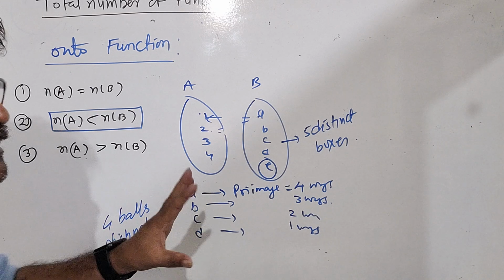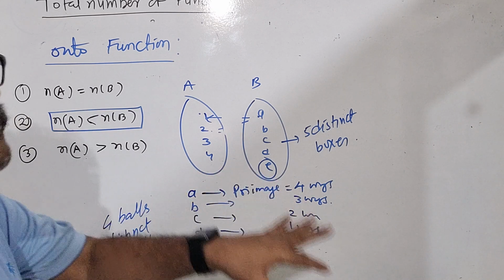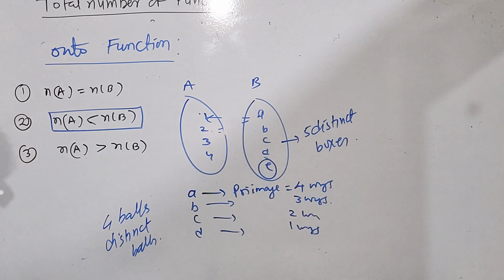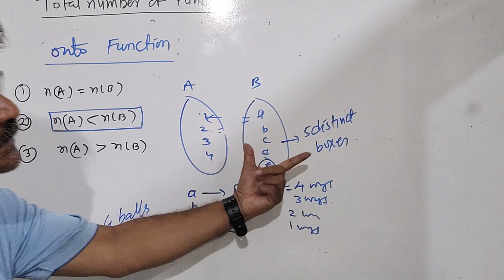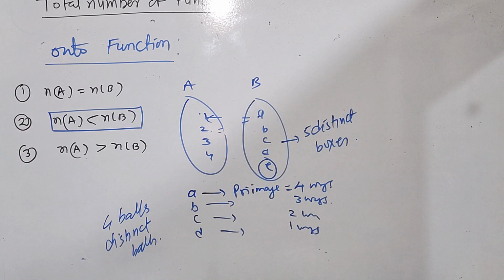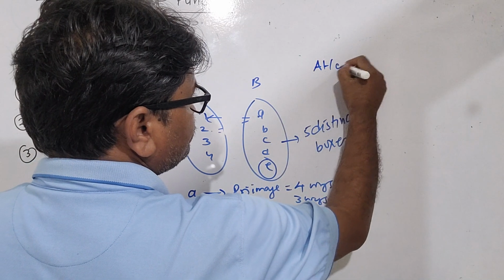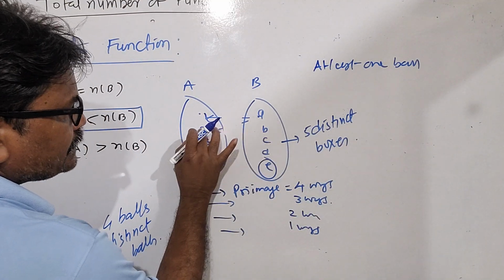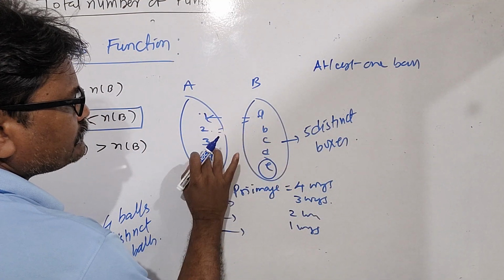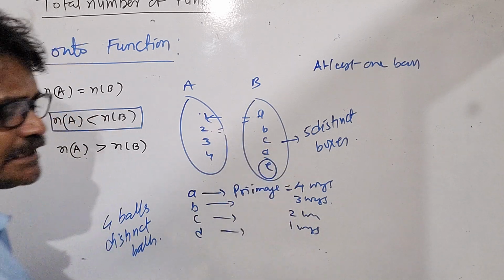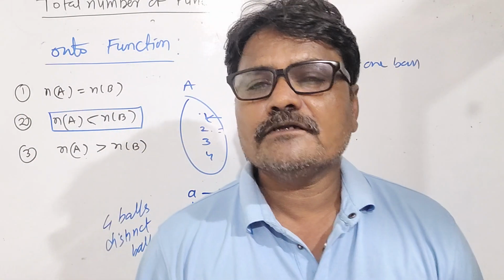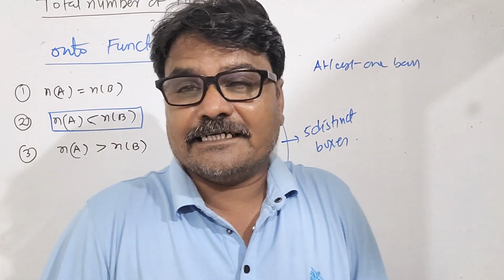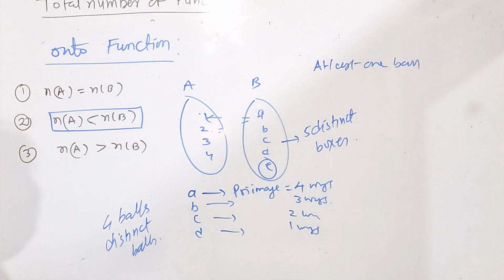Now, onto function is equivalent to the concept of the permutation and combination, that is the distribution of 4 distinct balls into the 5 distinct boxes such that each box gets at least 1. ये at least 1 का concept important रहेगा. At least 1 ball. So I can give 1 ball to this one, 1 ball to this one, 1 ball to this one, 1 ball to this one. But this E will remain empty. It will not get any ball.